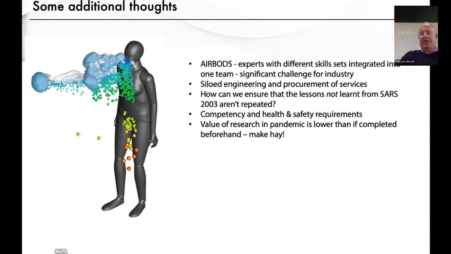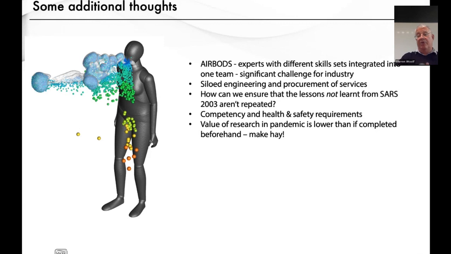So in Airbots, we have experts with a whole host of different skills integrated into one team. So that is a big challenge for industry. Quite often we're siloed in what we do and in the way that we procure services. That's a significant barrier. How can we ensure the lessons not learned from SARS-2 and 3 aren't repeated? So, we know that there's a lot of navel gazing going on at the moment with the COVID inquiry. I'd hope ventilation was a key part of that.